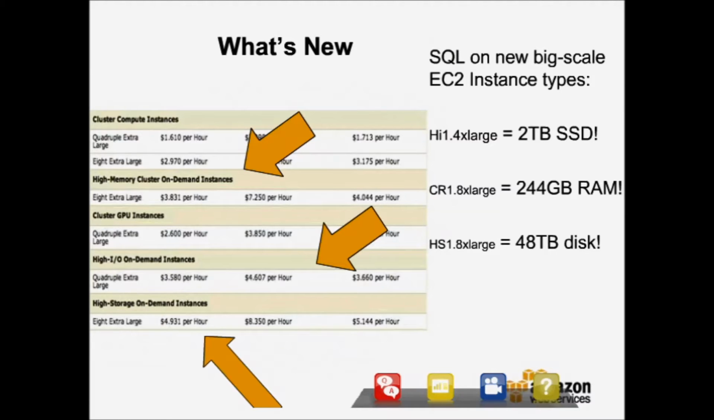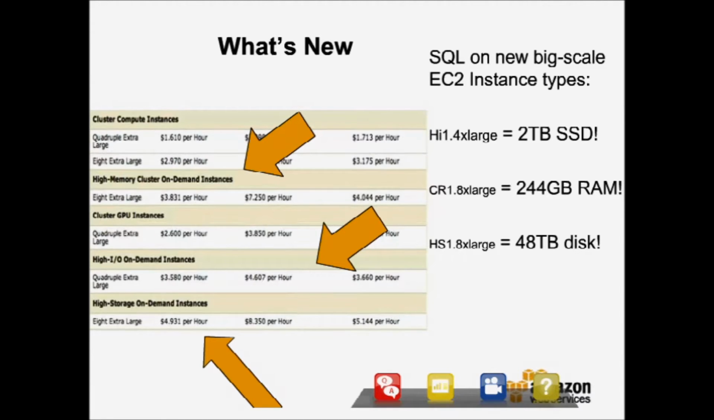So we have instances with nearly a quarter terabyte of memory. We have instances with 2 terabytes of local solid-state disk. We even have instances now with 48 terabytes of local magnetic storage. So very, very high scale. The CR1s, for example, have 16 cores available. So very high performance, very high scale systems, really incredibly well suited to the database workload.